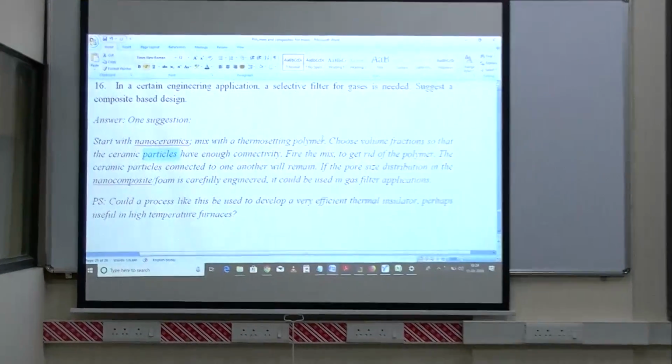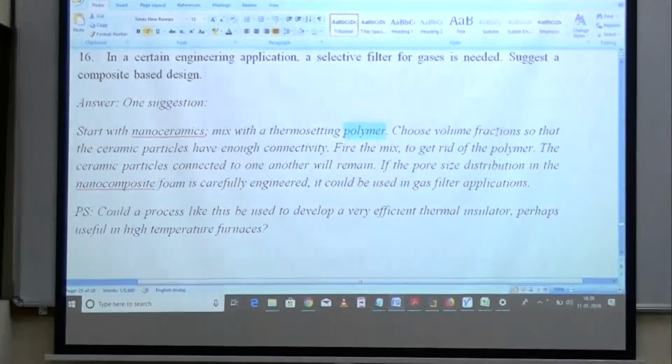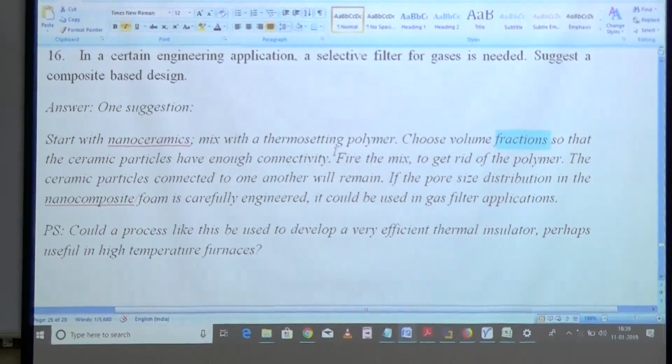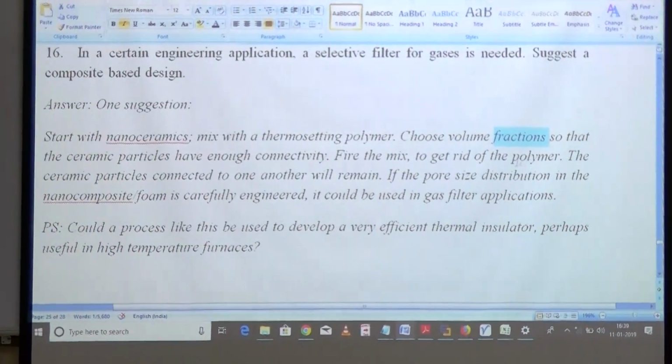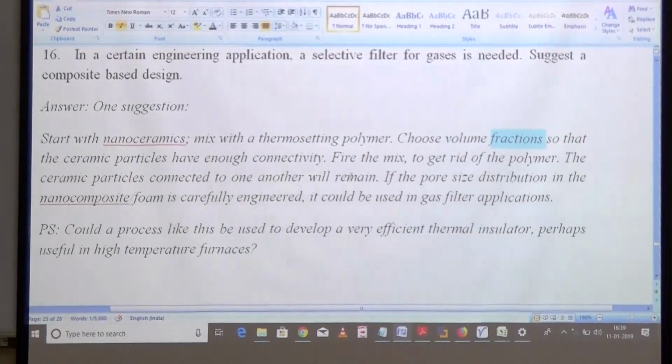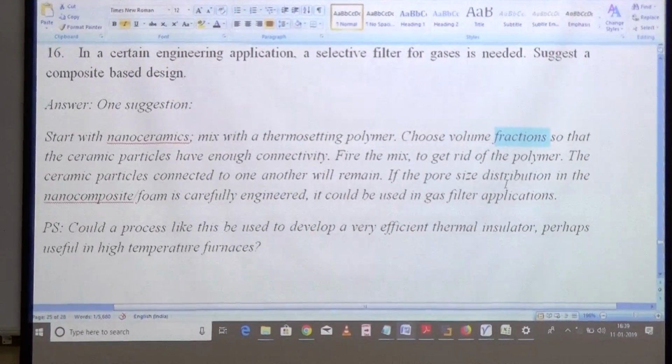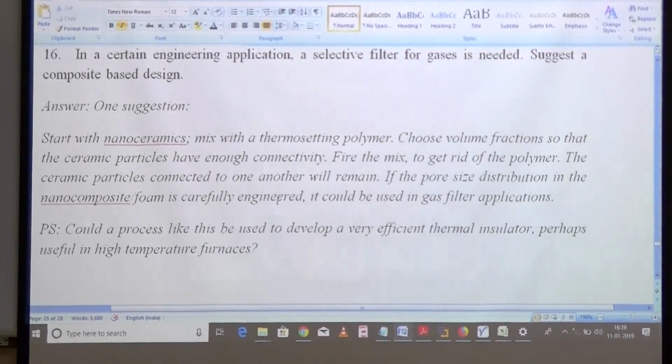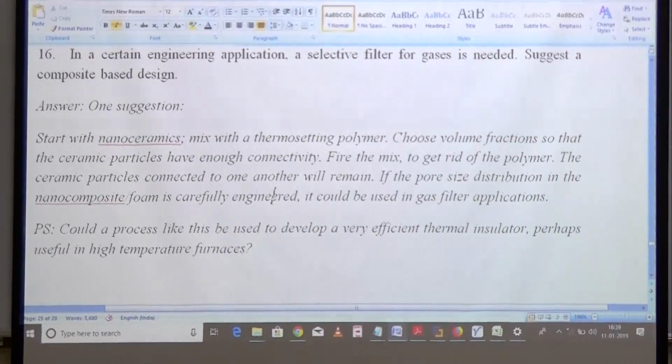Pore size is a good answer. You can actually play with pore sizes. So you can see that's what I have mentioned. Start with nanoceramics, mix it with a thermosetting polymer, choose volume fraction so that ceramic particles will have enough connectivity, fire the mix to get rid of the polymer. Ceramic particles are connected to one another and they will remain. The pore size distribution can be carefully engineered so that one gas basically filters through while the other does not.